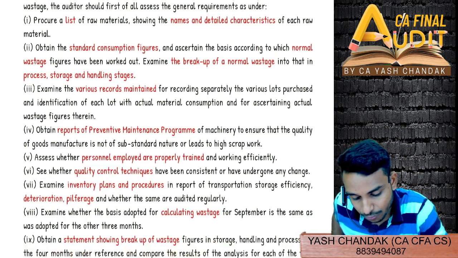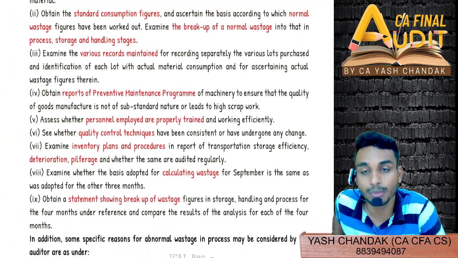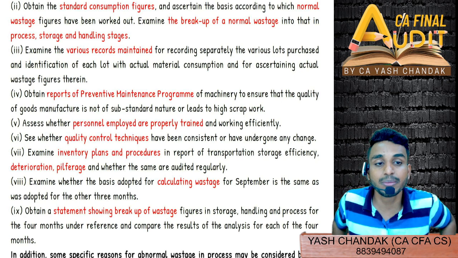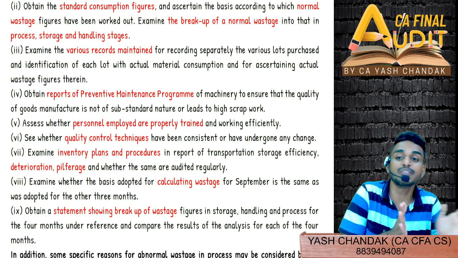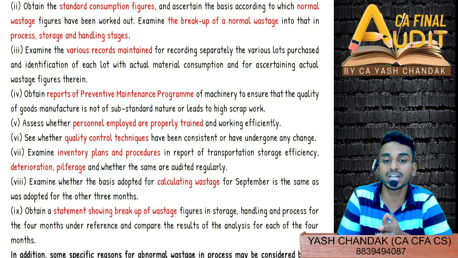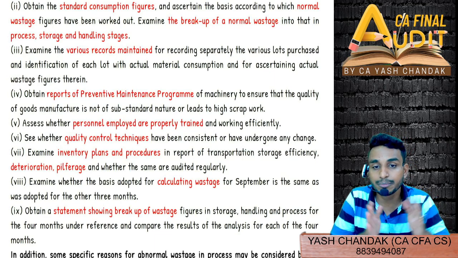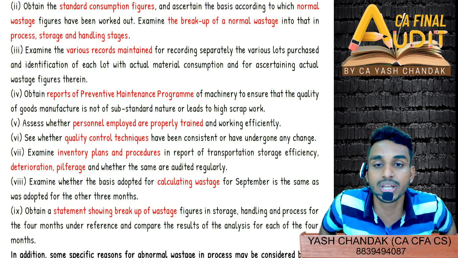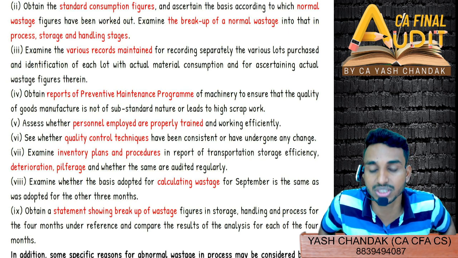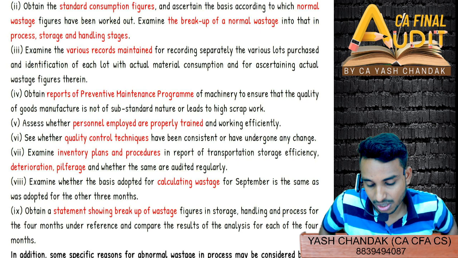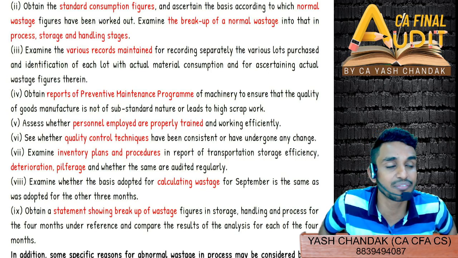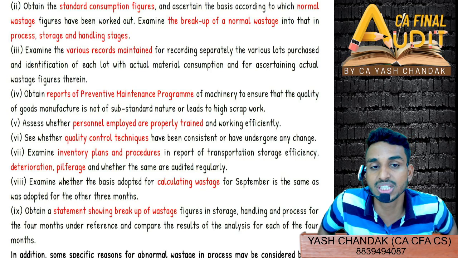Preventive maintenance program, see the fourth point, preventive maintenance program, what I was telling you about. Preventive maintenance is not happening. Generally preventive maintenance is as opposed to corrective maintenance. Corrective maintenance happens after the machine breakdown, but before the machine breakdown there should happen what? Preventive maintenance, regular checks on the machinery. Similarly, quality control techniques are not there, inventory plans and procedures, because of deterioration or pilferage. Yeah, definitely a great point. Pilferage, petty theft.